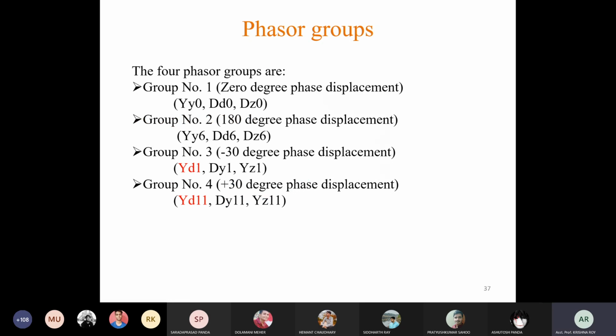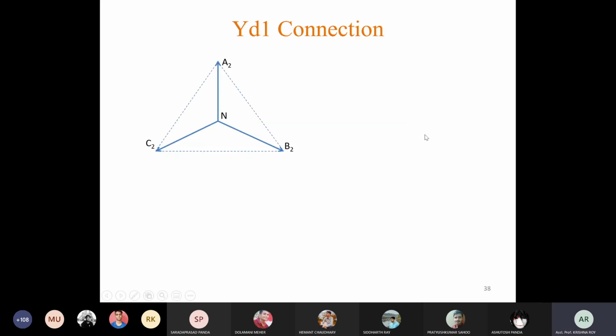YD1 and YD11. Okay, so YD1, so this is Y connection, high voltage side, this we know. So this phase is A phase, this is B phase, this is C phase, no problem with this. Okay, now first of all try to draw YD0. Is it possible or not? Check it. Can you draw YD0 or YD6? Is it possible to draw YD0 or YD6?